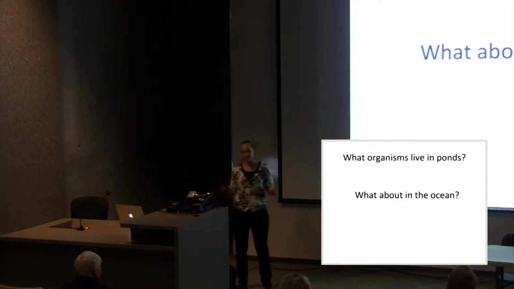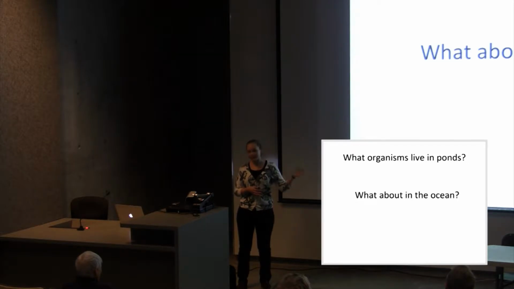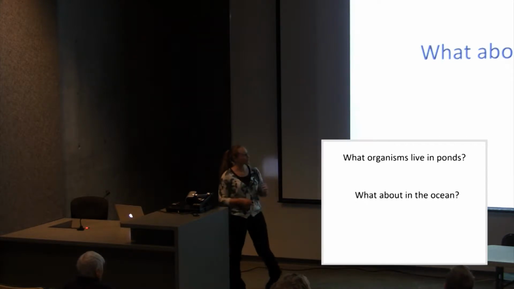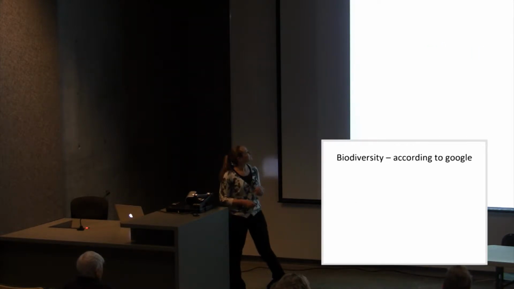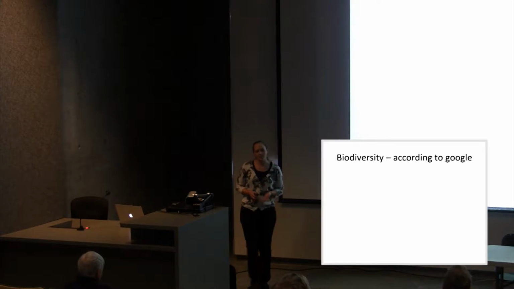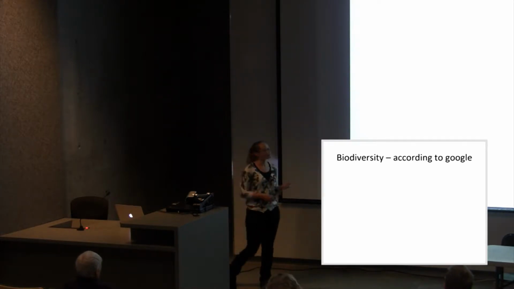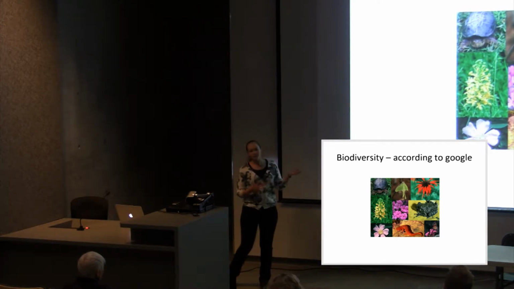And you guys actually named a really diverse range of organisms, so including microbes and algae right from the start. So you're here because you already know something about microbial diversity, I think. But often what people think of when they think of biodiversity and the biodiversity that might be in a pond is something that looks more like this.